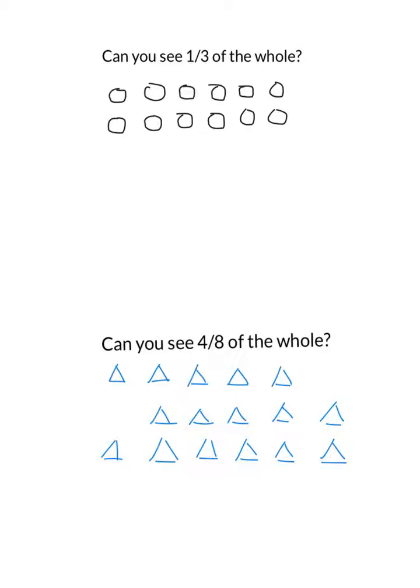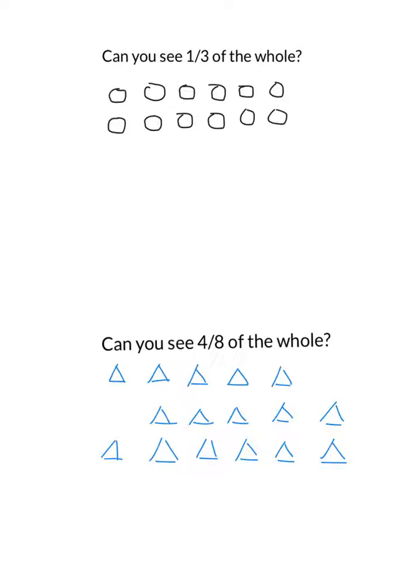What we're looking at now is set models for fractional reasoning, and it's just looking at a picture and saying, okay, if I look at the picture, the first one, it says, can you see 1/3 of the whole? So when we think of 1/3, one part is equivalent of the total 3 parts.